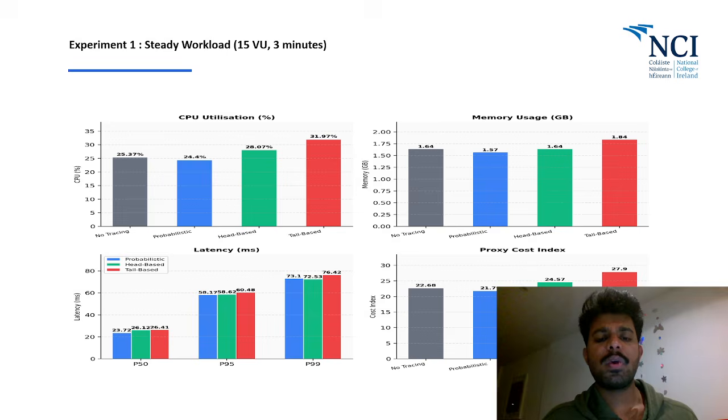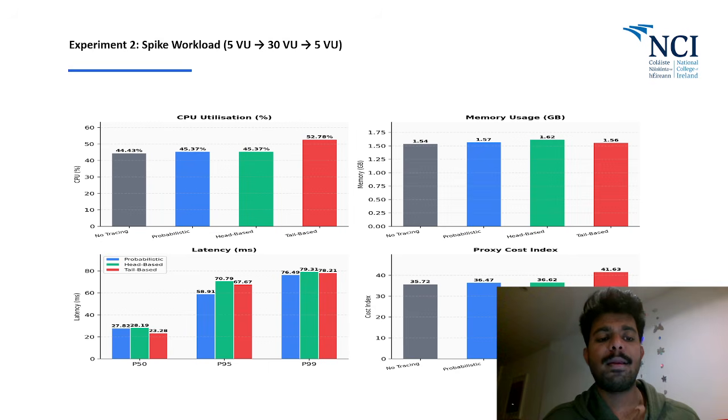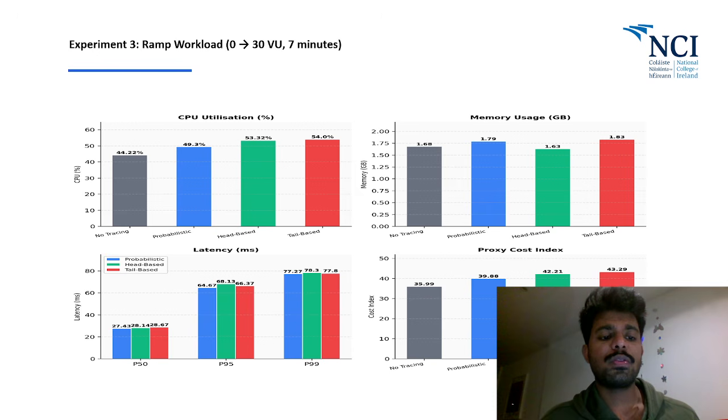When we compare the whole thing, we can see that tail sampling is highest in everything traceable, because we are using a 5 second buffer in tail sampling. That's why tail sampling is higher in CPU, memory, latency, as well as the proxy cost indexes. No sampling is comparatively less, because no sampling happens there.